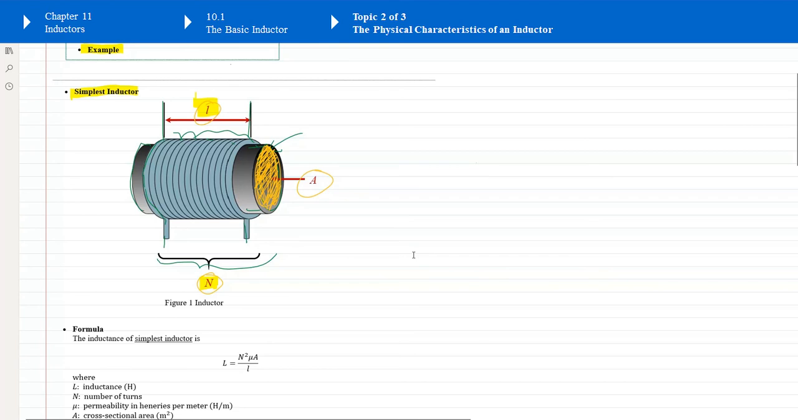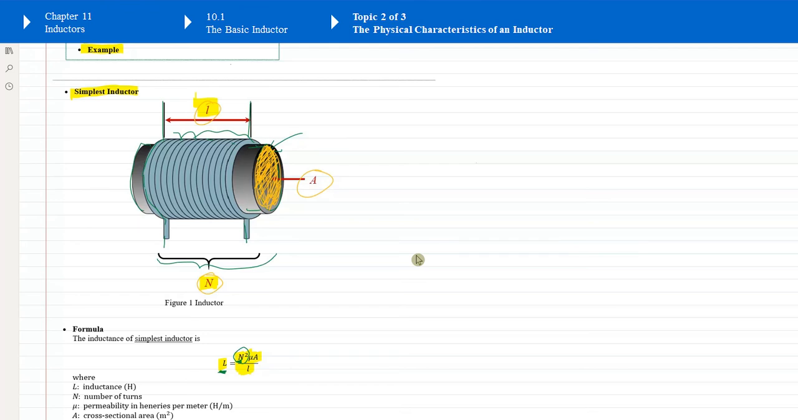Let's look at this formula here. Inductance is N squared times mu times the cross-sectional area divided by L. So what information can we get from this formula? The formula shows the inductance depends a lot on the number of turns.